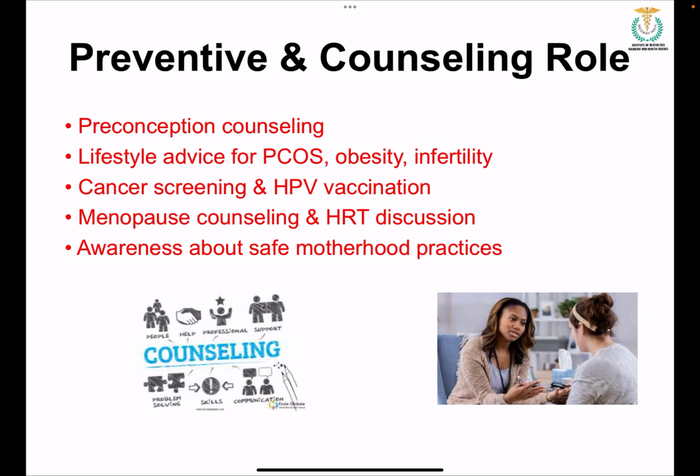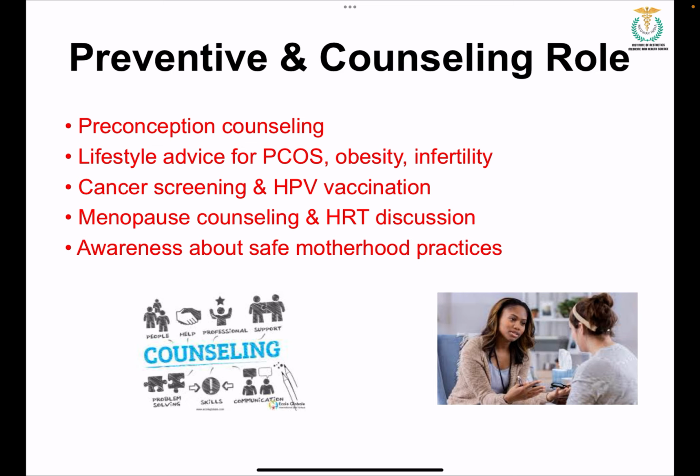Next is lifestyle modification. This is very important in PCOS, obesity, and infertility, so we have to advise the patient to make lifestyle modifications while counseling. Third is cancer screening and prevention: HPV vaccination in young women, and we also advise the patient to have a pap smear every 3 years, and encourage breast self examination.